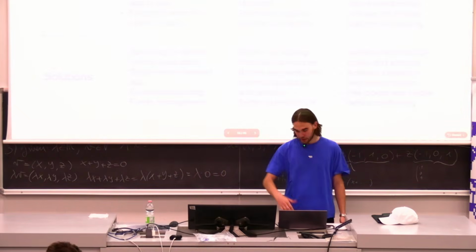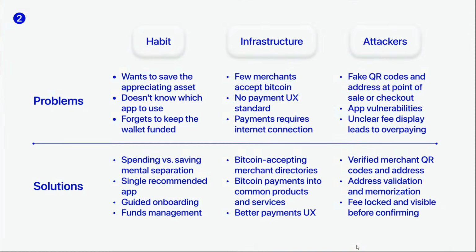Two examples. These are all the problems: habit, as I was saying before, and infrastructure. We still miss merchants. So for example, an idea could be how to attract more merchants, or how to easily integrate Bitcoin payments into the shops. These are some potential directions.